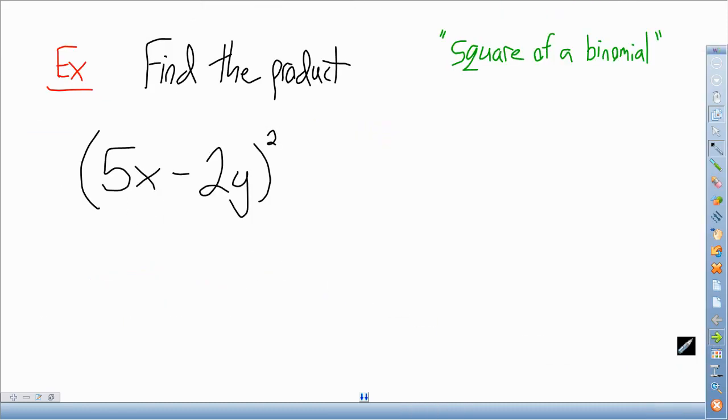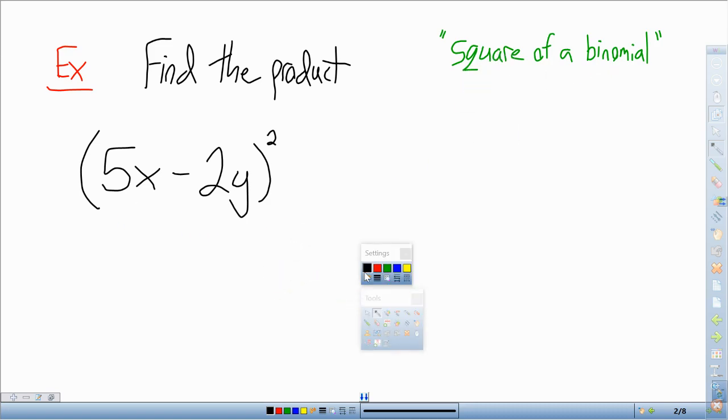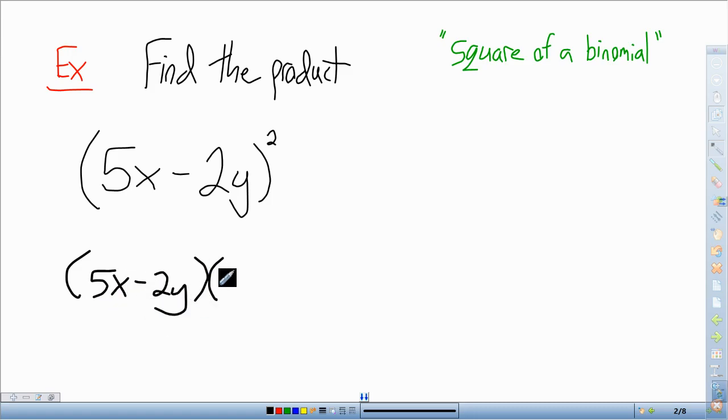Cool. So let's try another one here, just with some weirder values. We're going to have multiple variables in this. It's really not going to change a whole lot. But let's try this one out. So again, find the product. This is technically called the square of a binomial. If you ever see that in the directions, that's all they're talking about. So we're going to do the same thing. We have a 5x minus 2y being multiplied by itself, a 5x minus 2y.